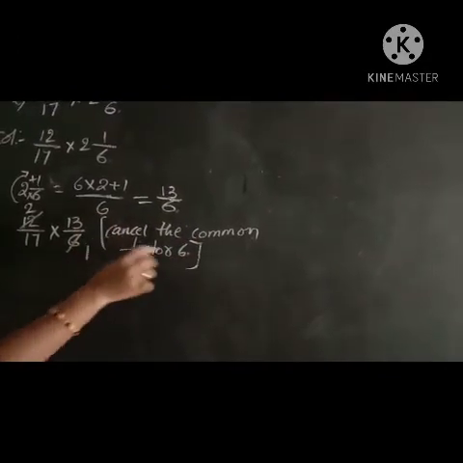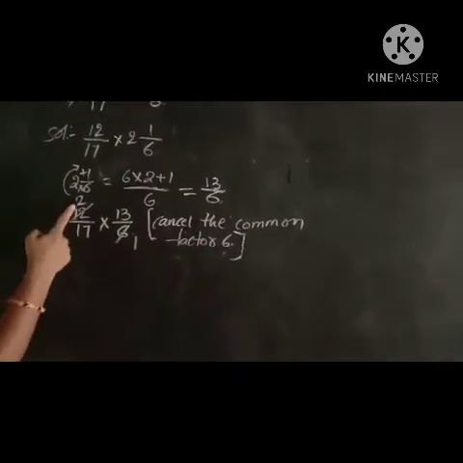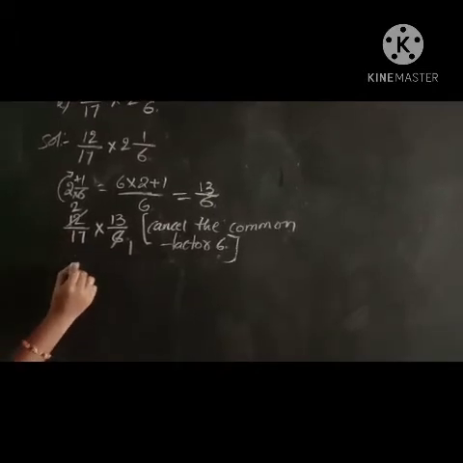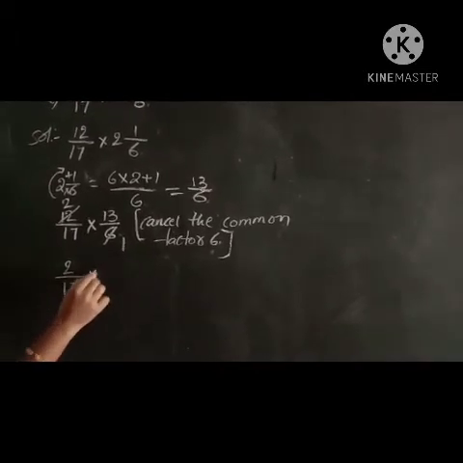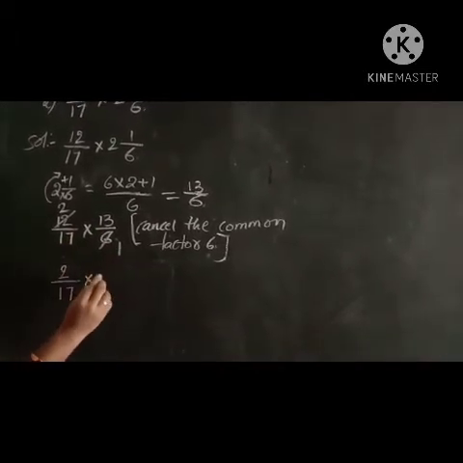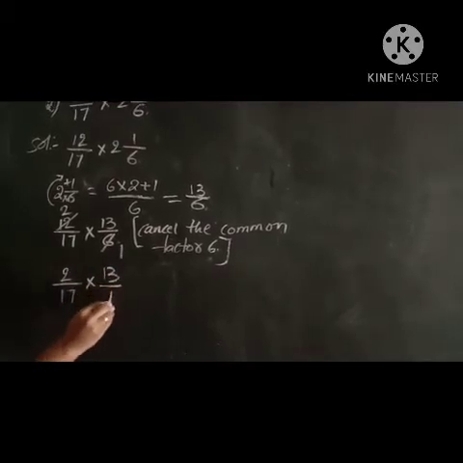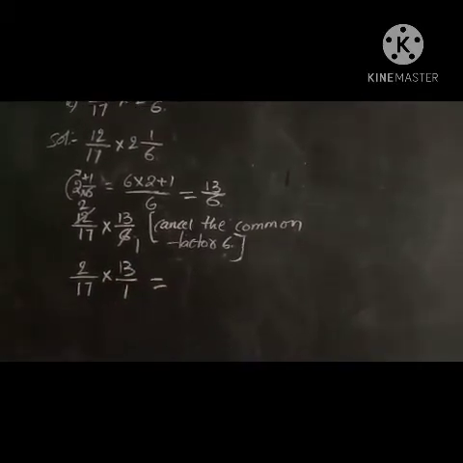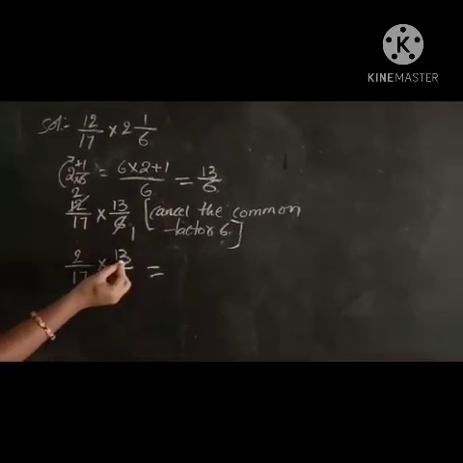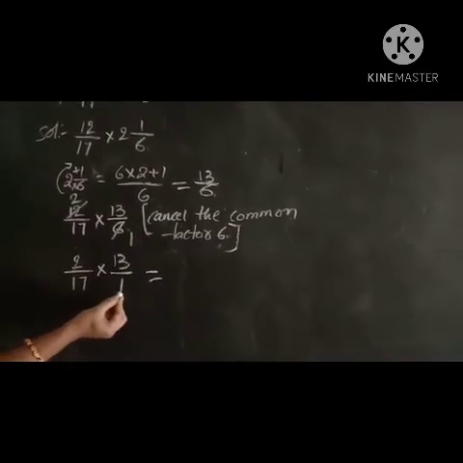Cancel the common factor 6. Okay. Now what are the numbers? 2 by 17 into 13 by 1. Again what we have to do? We have to multiply the numerator numbers. Afterwards we have to multiply the denominator numbers.